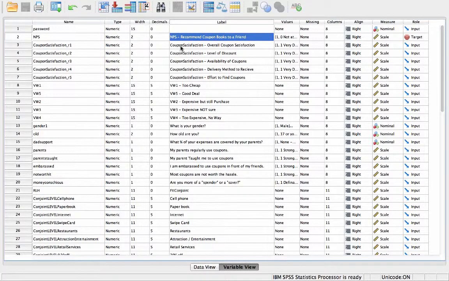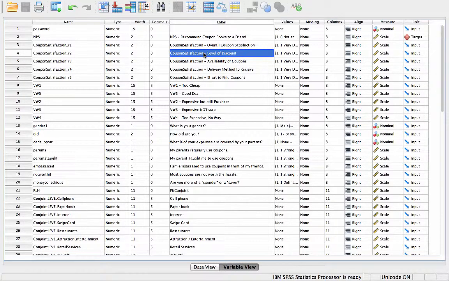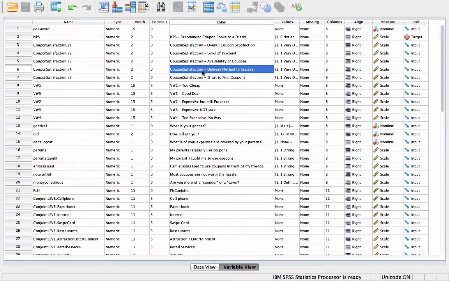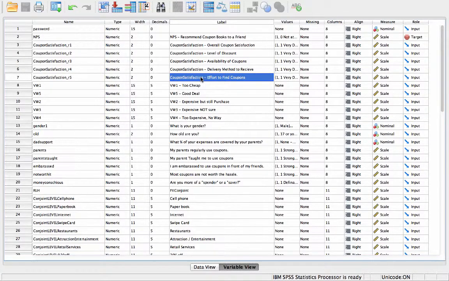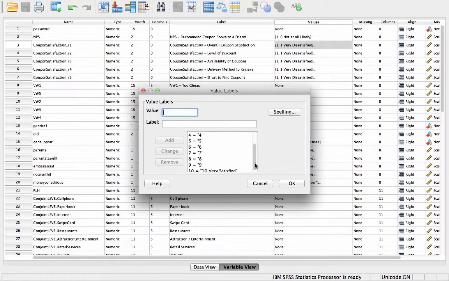Then we have coupon overall satisfaction, which is what the satisfaction questions are asked overall, looking across all the different coupons that are out there. What's your overall satisfaction with coupons out there? This is the overall dependent variable. Level of discount is an attribute. Availability of coupons out there is an attribute. Delivery method to receive them is an attribute. And the effort that you need to spend to find the coupons is an attribute. And as you can see, the scale on all of these is 1 is very dissatisfied and 10 is very satisfied.